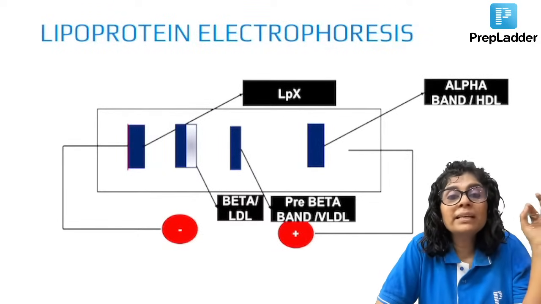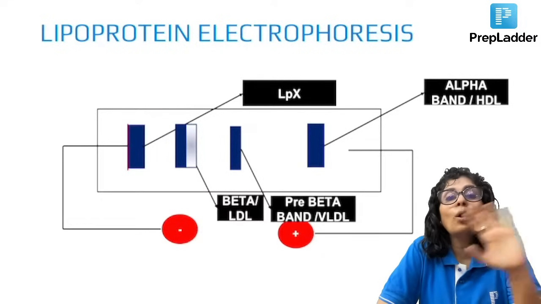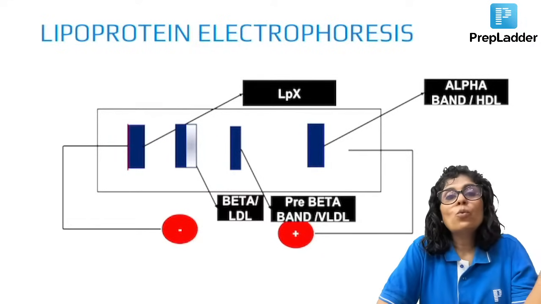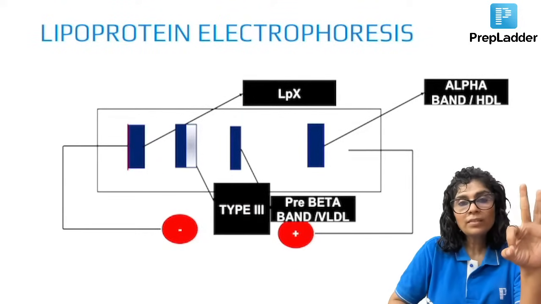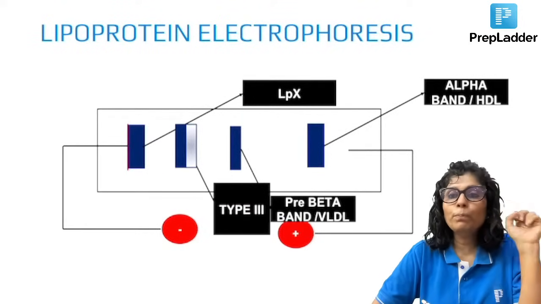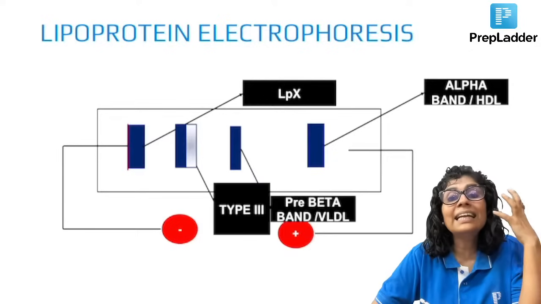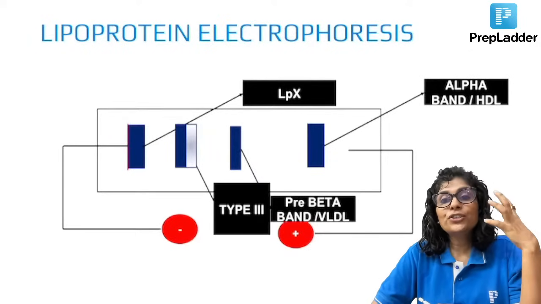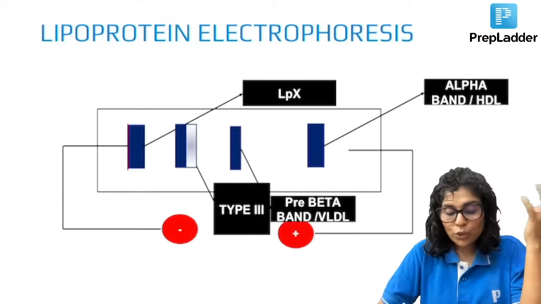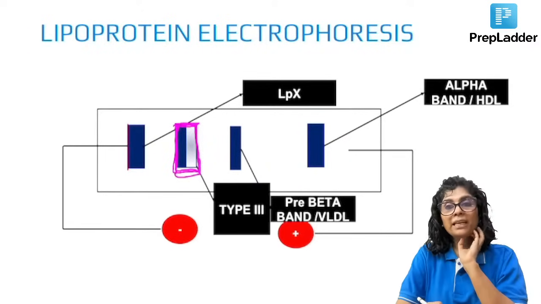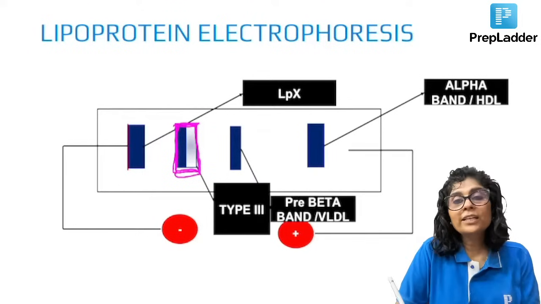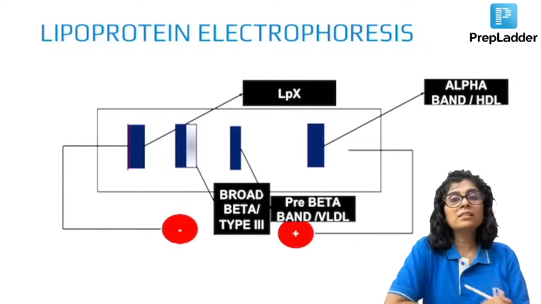That is where remnants are expected to be found, but normally you don't find it. So what happens in type 3 hyperlipoproteinemia? Type 3 hyperlipoproteinemia is otherwise called remnant disease because here remnants accumulate. In this condition, remnant concentration increases, making the beta band broader. Do you understand this? Making the beta band broader. That is why it is called broad beta disease.